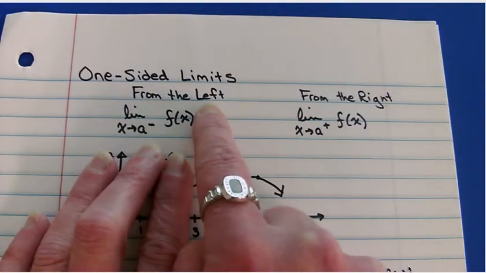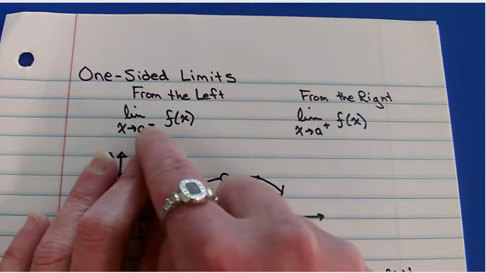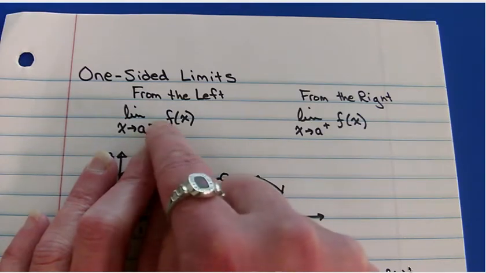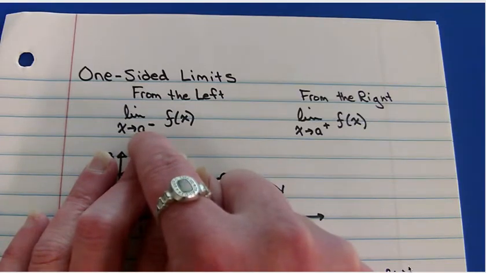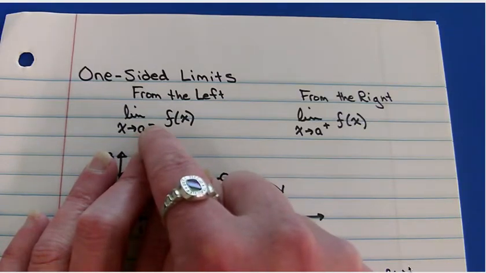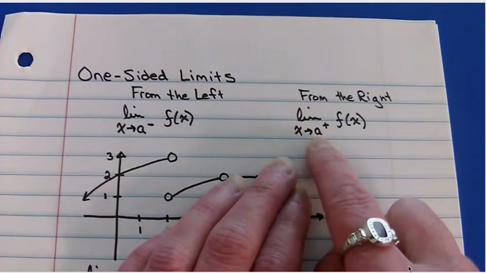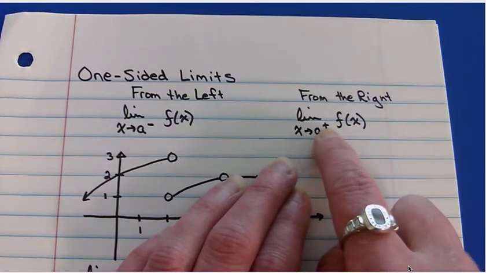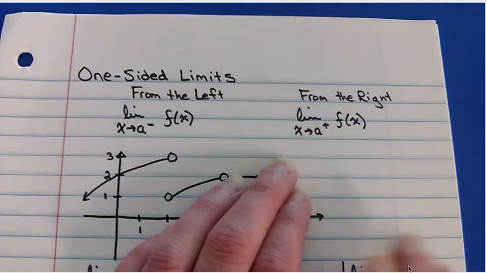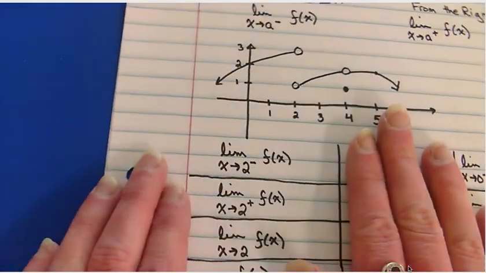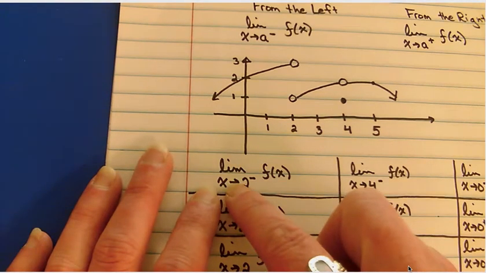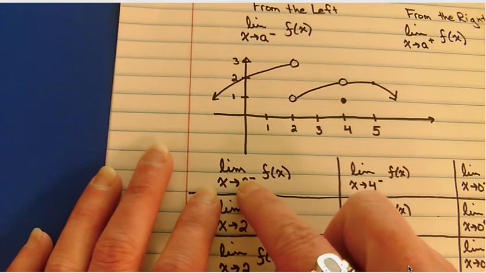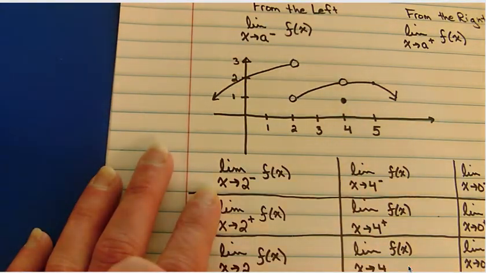If we're coming from the left, we're going to put this little negative sign kind of where the exponent would be. So it's saying I'm approaching a from the left. And over here, x is approaching a from the right. So on my graph, let's start with this column. The limit of f of x as x approaches 2 from the left. So coming from the left side.